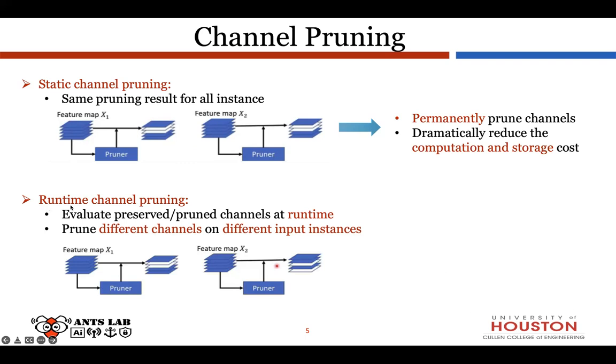And for the runtime channel pruning, it can achieve dynamic channel pruning on each individual instance. For different input instances, we prune different channels. So we call it runtime channel pruning or dynamic channel pruning. And this kind of approach is able to significantly improve the representation capability of a CNN network, and thus achieve better performance in terms of prediction accuracy compared with the static approaches. But for this runtime channel pruning, we need to store all parameters, so it will not save the storage space.